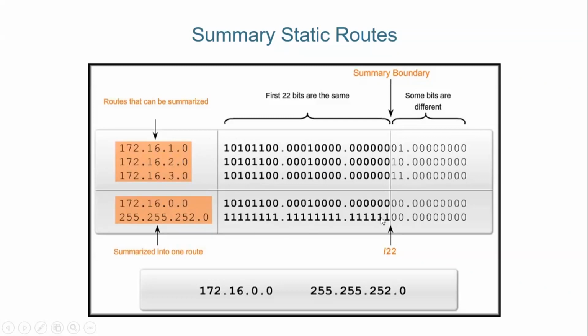So if you see here, it will give you 172, 16, 0, 0. Everything else behind this line will be 0. And the subnet mask will be 255, 255, 252.0. So this is the summarized route that will be used rather than these 3, only this 1. So that's the benefit of having a summary static route.